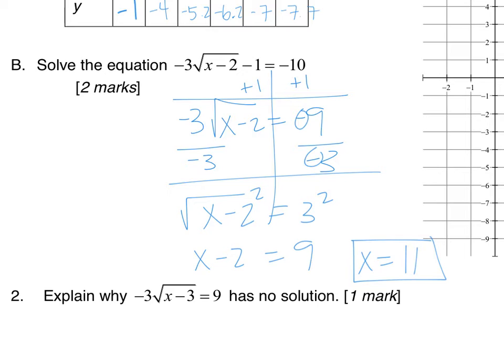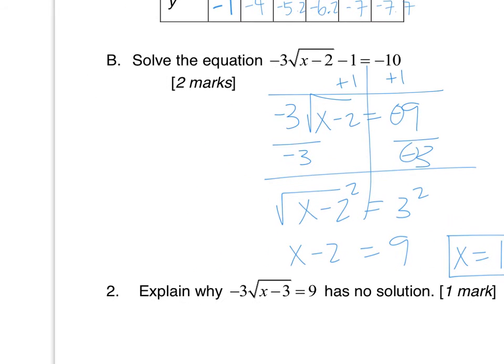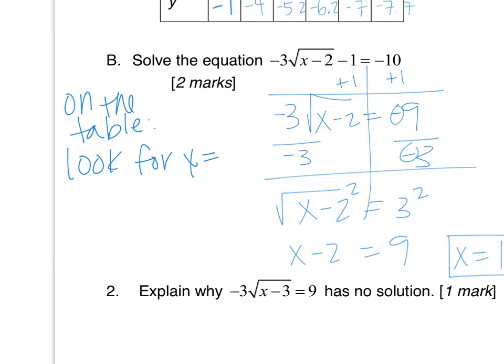Alright. Another way you could do this is to look on the table, look for when y equals -10. And when you find that y equals negative 10, then look for what x equals. So if you go to the table and keep scrolling down until you find where y is negative 10, x is 11.